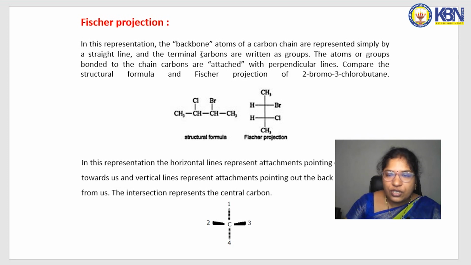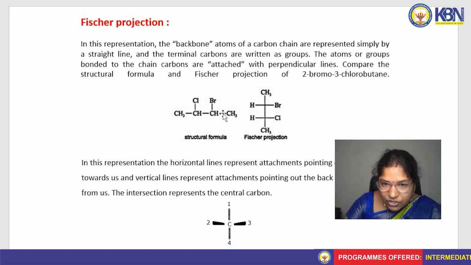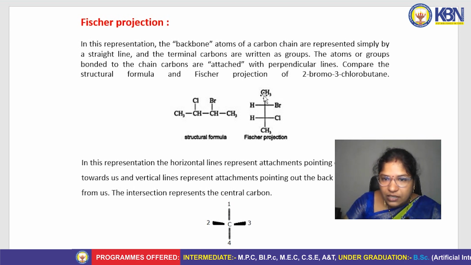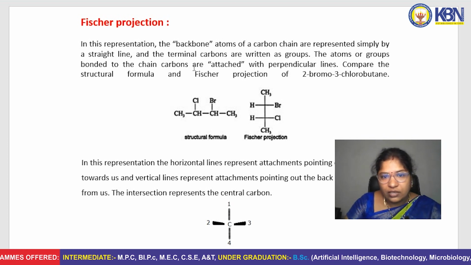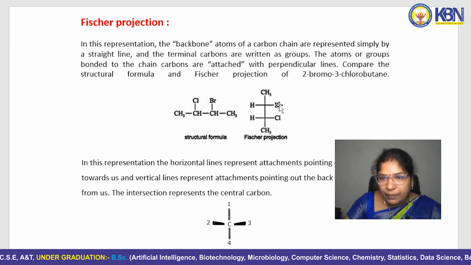Next, the Fischer projection. In the Fischer projection, the backbone of the atoms, the carbon chain, is represented simply by a straight line. Here the example is 2-bromo-3-chlorobutane. The carbon chain is represented as a straight line, and the terminal functional groups are placed at the ends. This methyl group is placed here, and this methyl group is placed here. The atoms or groups bonded to the chain carbons are attached with perpendicular lines.